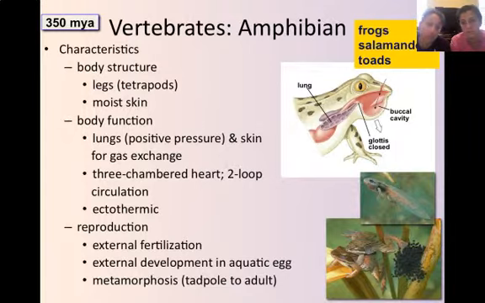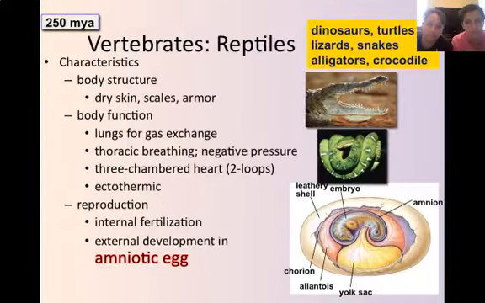They have a 3-chambered heart as opposed to the 2-chambered heart of the fish. It's a 2-loop circulation. They are ectothermic, which is similar to the fish. They're cold-blooded. For reproduction, they have external fertilization and external development in an aquatic egg. They also go through metamorphosis, which is when the animal goes from a tadpole into a frog as an adult.